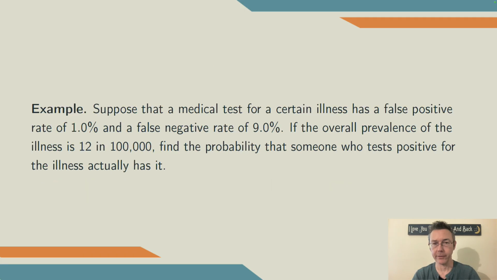Suppose that a medical test for a certain illness has a false positive rate of 1%. That means people that don't have the illness will still get a positive result on this test 1% of the time. It also has a false negative rate of 9%. That means people that do have the illness will get a negative result 9% of the time. If the overall prevalence of the illness is 12 per 100,000 people, find the probability that someone who tests positive for the illness actually has it.